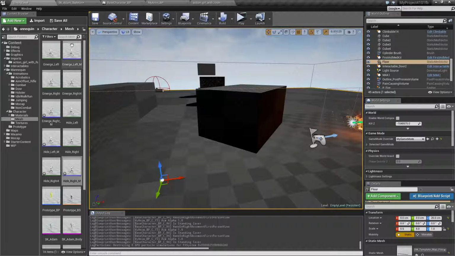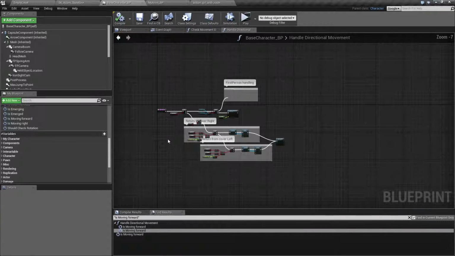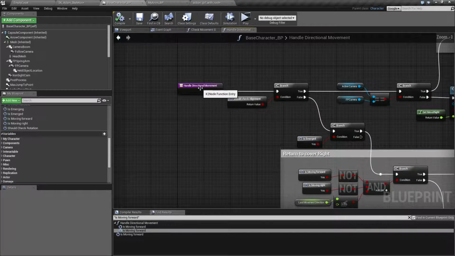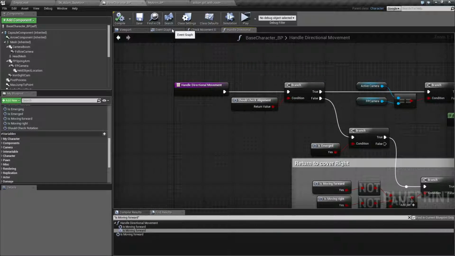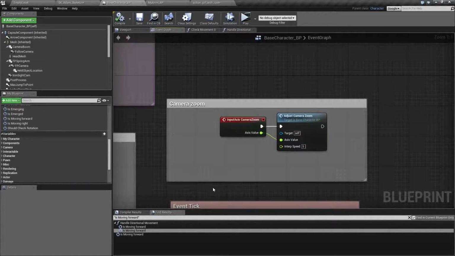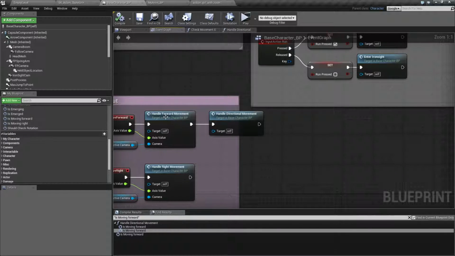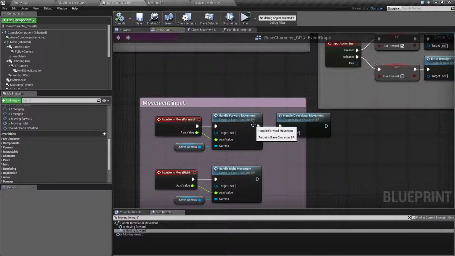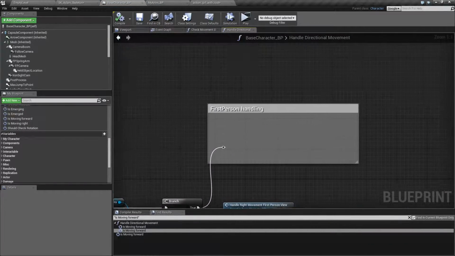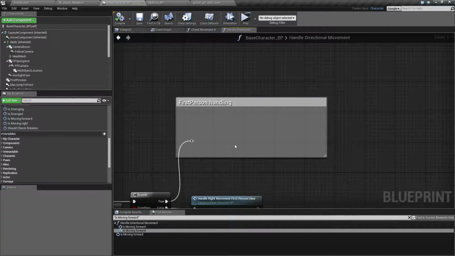Okay, so let's continue and get this first person stuff out of the way. We have handled directional movement, which is getting called, where is it here, at the move forward here. So let's go into that and get that out of the way in this video.